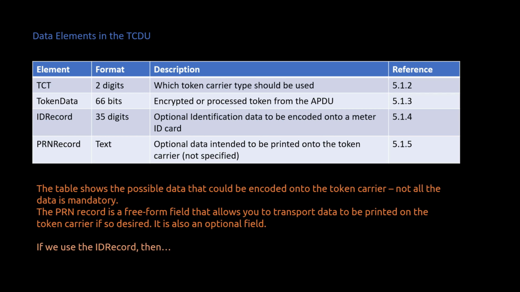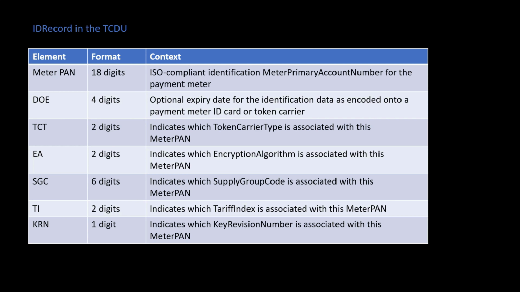If we do use the ID record, then this is what the elements are in the ID record. You have the meter primary account number, which is 18 digits. You have the date of expiry, which is 4 digits. This is an optional expiry date for the identification data as encoded onto a payment meter ID card or token carrier. You have the token carrier type, which is 2 digits. You have the encryption algorithm, which is being used. You have the supply group code, which is 6 digits, the tariff index, which is 2 digits, and the key revision number, which is 1 digit.